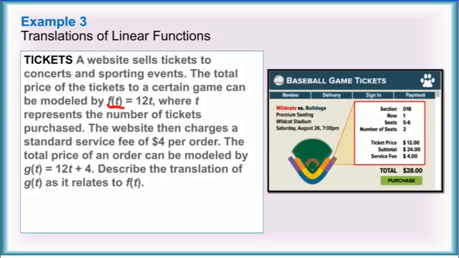So f of t is just 12t. G of t is 12t plus 4. So what is the difference? The only difference is this plus 4. So what does that mean? The translation, it went up 4.